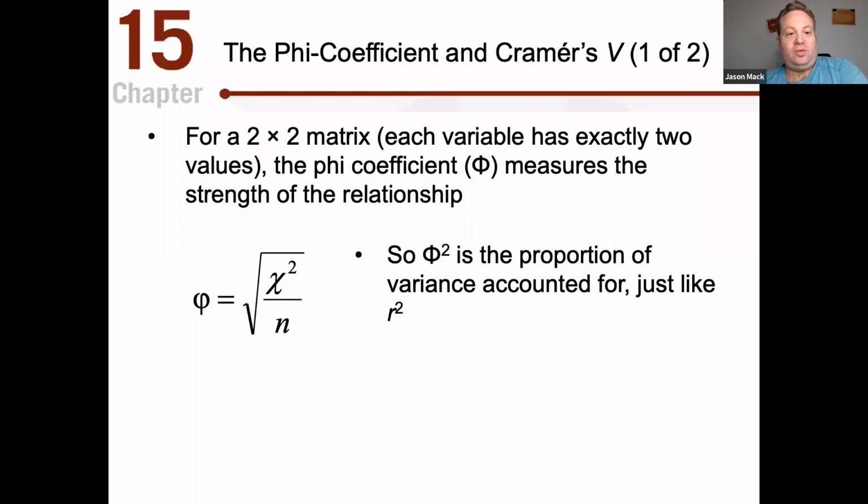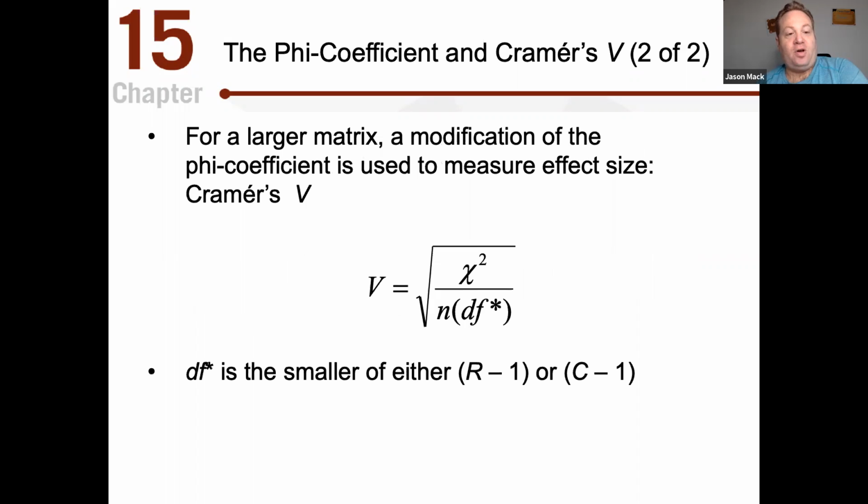So the phi coefficient is a proportion of variance accounted for, just like R squared. For a larger matrix, a modification of the phi coefficient is used to measure effect size, Cramer's V, and this is our formula right here. Degrees of freedom is the smaller of either R minus 1, which is your row, or C minus 1, which is your column.